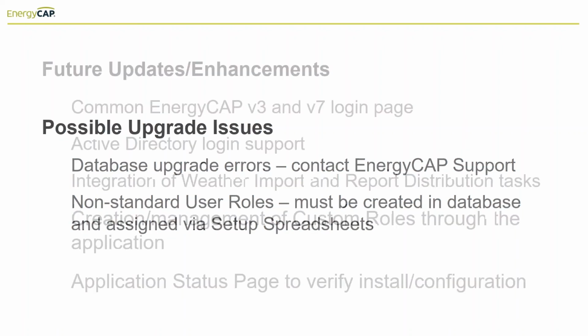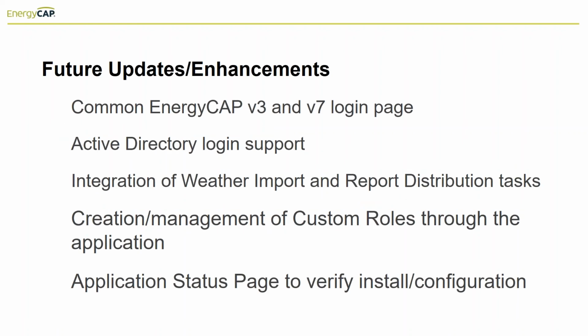Here's a list of some of the future updates, enhancements that you can expect coming from EnergyCAP. One of the things that we plan to release before the production build is a common EnergyCAP version 3 and version 7 login page. This is a login page that would be bundled with EnergyCAP version 7 so that your users can go to one login page and choose which of your 2 environments they would like to connect to. Would they like to connect to EnergyCAP version 3 or connect to EnergyCAP version 7? This is not bundled with the current installation package.